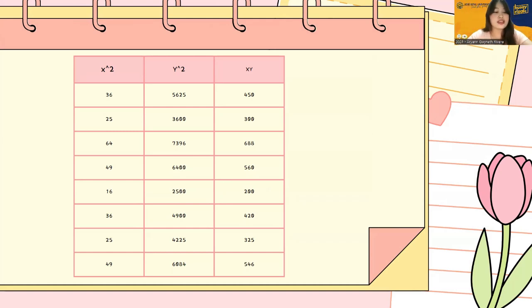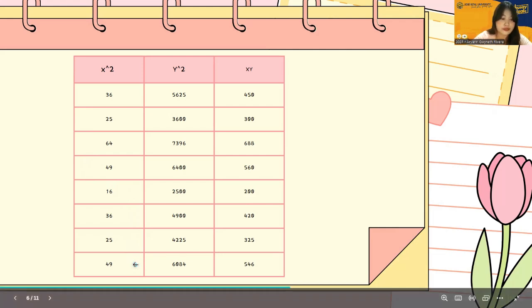Now, how to get X squared, Y squared, and XY? First, since it's X squared, all we need to do is multiply the given number by itself. So 6 squared is 36, 5 squared is 25, 8 squared is 64, 7 squared is 49, 4 squared is 16, 6 squared is 36, 5 squared is 25, and 7 squared is 49.